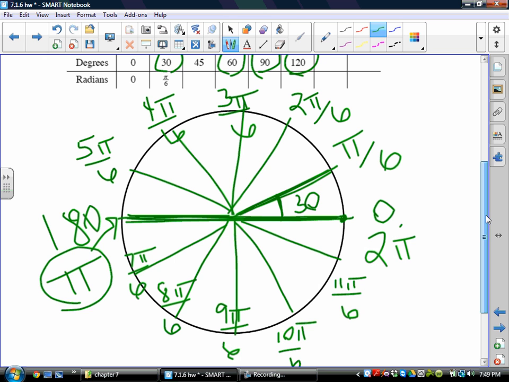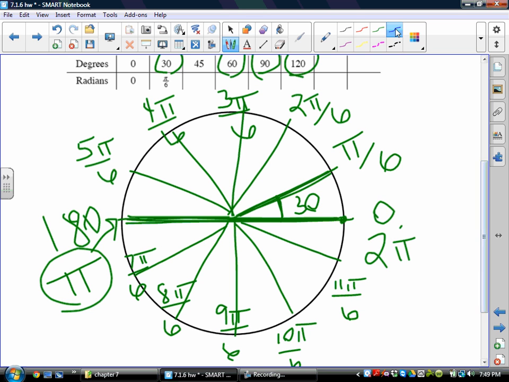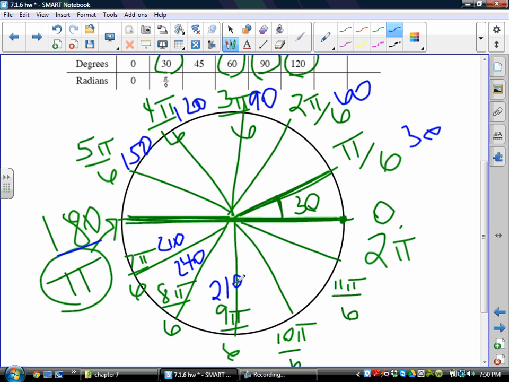So we know all of those, so let's mark those degrees in, and then you can just get that off of this circle and put it in your chart. So 30 degrees is going to be pi over 6. Next will be 60 degrees, 90 degrees, 120 degrees, 150, 180 here, 210, 240, 270, 300, 330, and then we have 360.